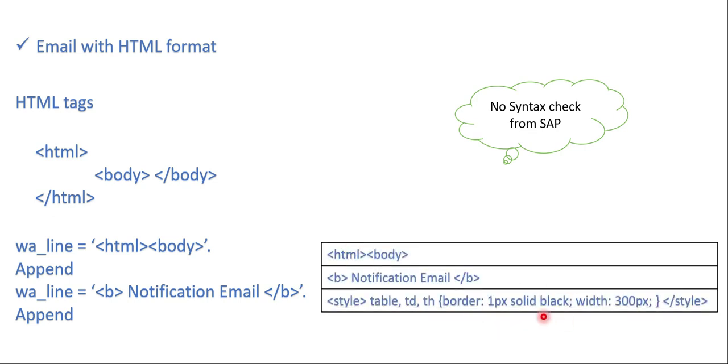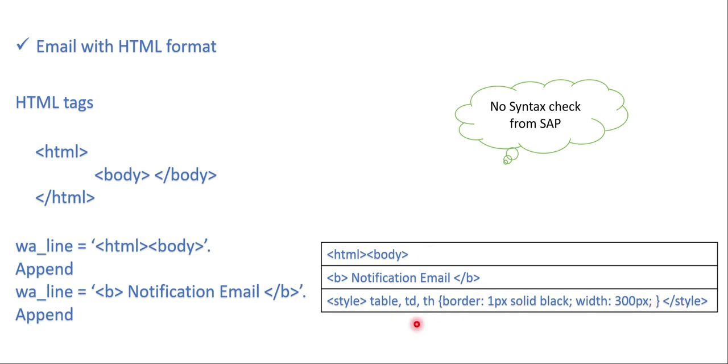This is just a simple example of how the body of the internal table looks. Maybe the first line would be the HTML body, the second line is the notification email, and in the third line I might use some styles for my table rows and headings.